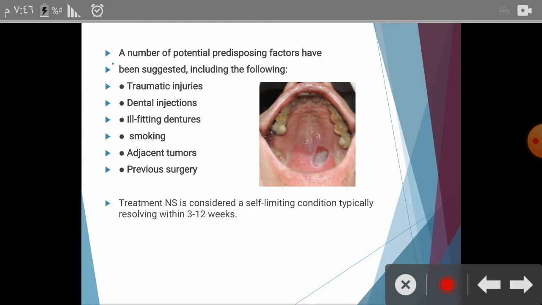The treatment: it is self-limiting and typically resolves in 3 to 12 weeks.